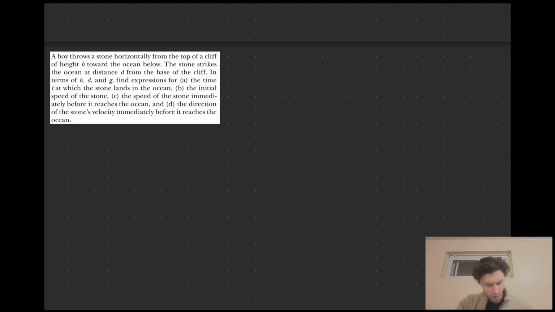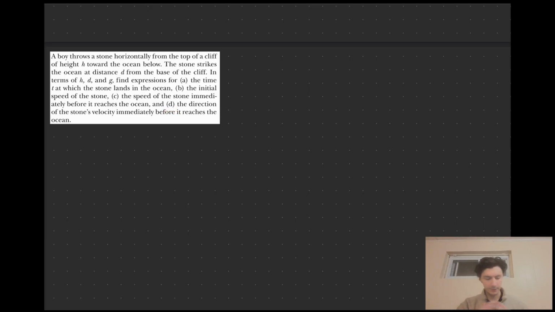A boy throws a stone horizontally from the top of a cliff of height h toward the ocean below. The stone strikes the ocean at a distance d from the base of the cliff. In terms of h, d, and g, the gravitational constant, find the expressions for a, the time t at which the stone lands in the ocean, b, the initial speed of the stone, c, the speed of the stone immediately before it reaches the ocean, d, the direction of the stone's velocity immediately before it reaches the ocean.